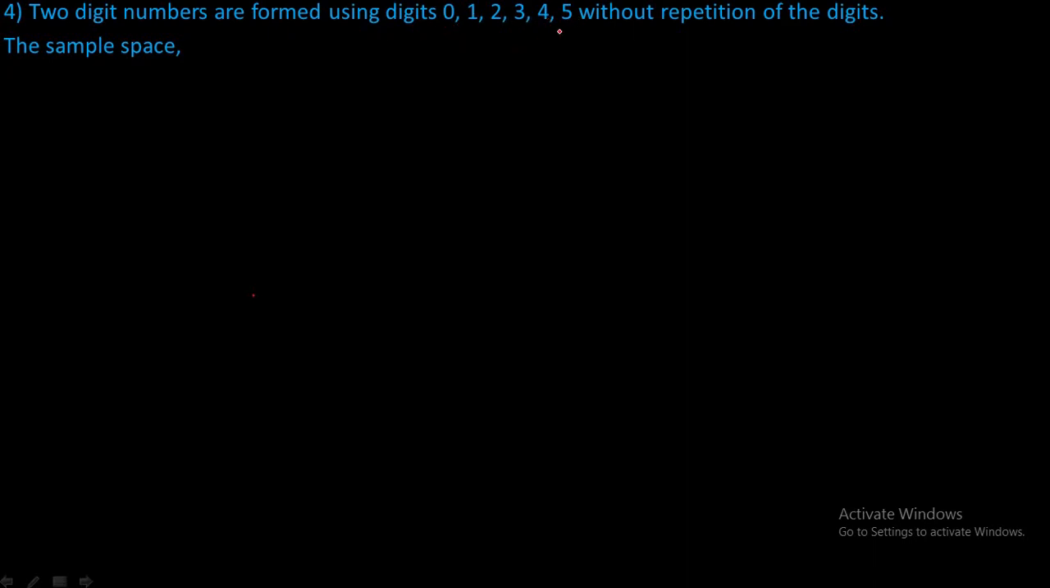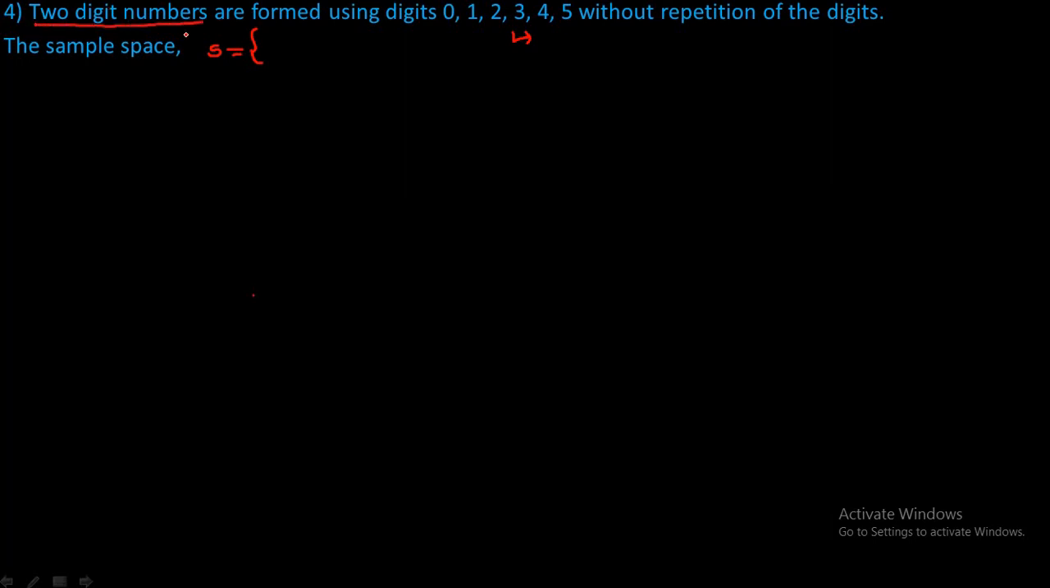5. So these are the 5 digits, and you select any two digits and you want to form the numbers without repetition of the digits. First we will write the sample space here. So sample space S is equal to, you have to take any two digits from this and make the two digit number.